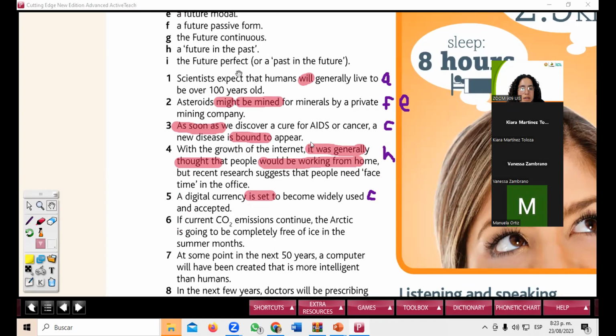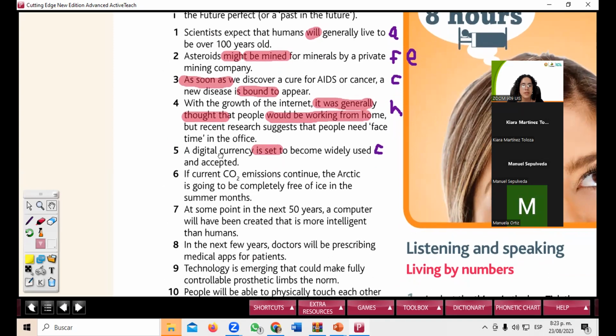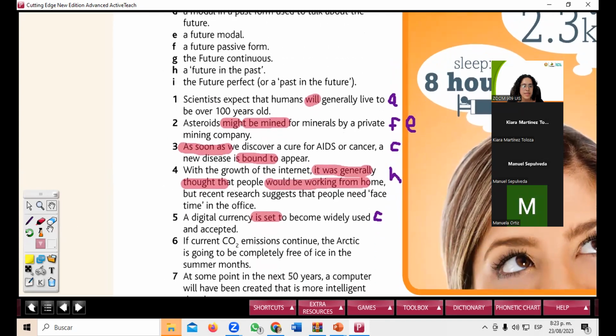All right, let's see, Manuel, number 6. If current CO2 emissions continue, the Arctic is going to be completely free of ice in the summer months. Which one is it? I think it is B. Yeah, going to be. This is letter B. All right, good, thank you.